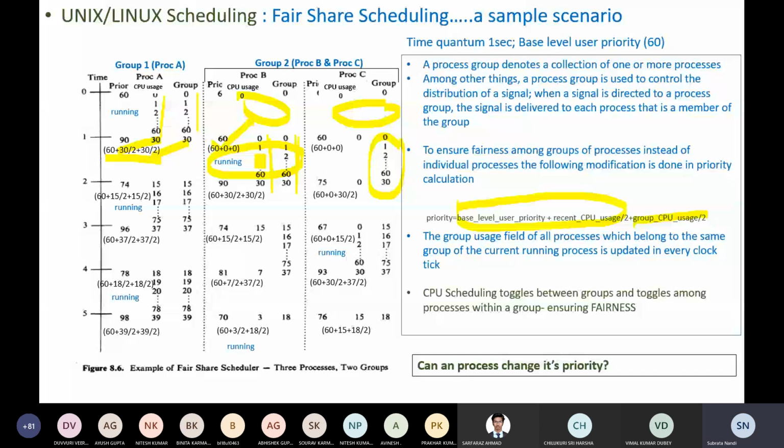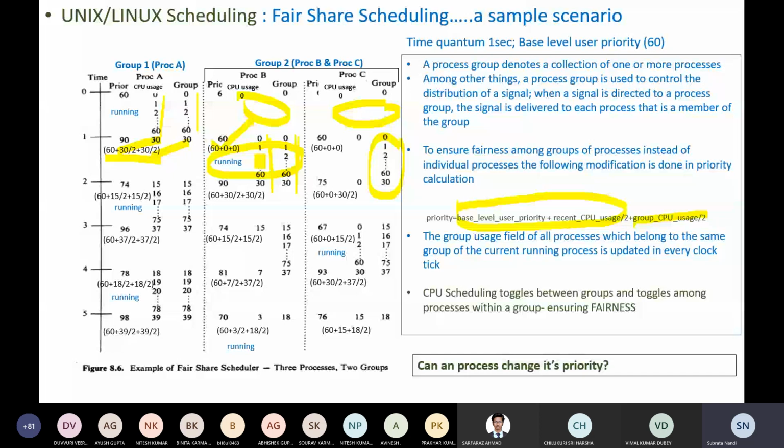So the thing is, apart from CPU usage, which will be incremented when you are running, there will be another field, the group usage, which will be updated when you are running, and also when some other process within your same group is running, you have to be penalized.